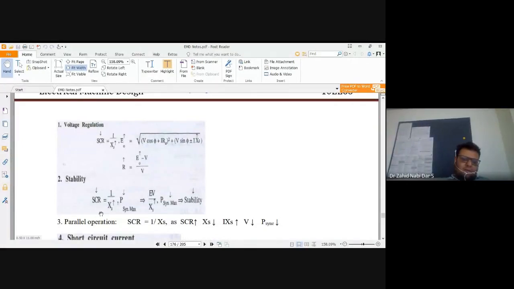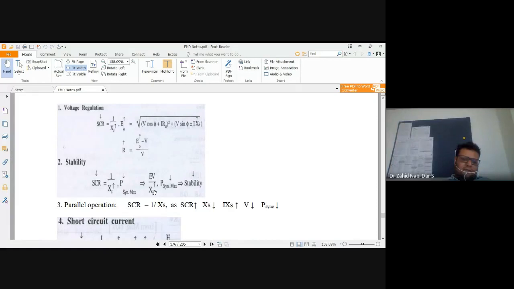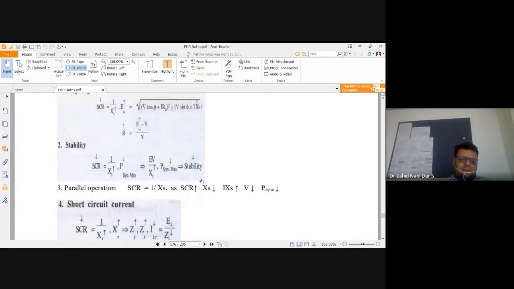Again for your stability, P is equal to EV by XS, so it is inversely proportional. If you are increasing your short circuit ratio, what will happen? Your power will decrease and it will affect the stability. For parallel operation, again, if you are increasing the value of SCR, how does it increase? When the value of your XS decreases, so you have to decrease XS because it is inversely proportional. Once it is decreasing, the reactive power value increases or voltage drop increases. So parallel operation becomes tedious with a higher value of SCR.